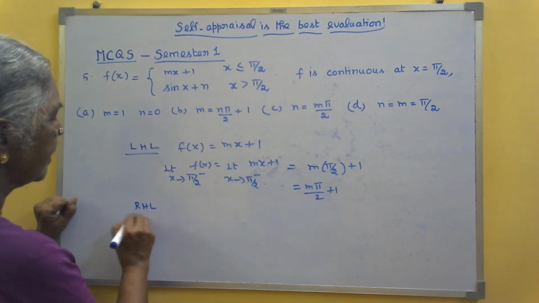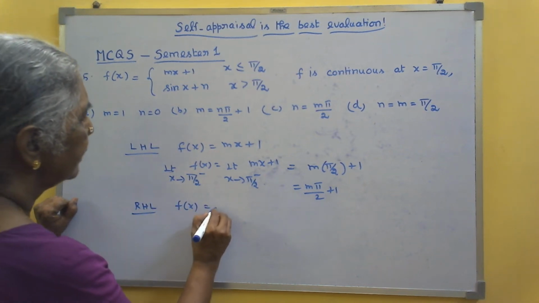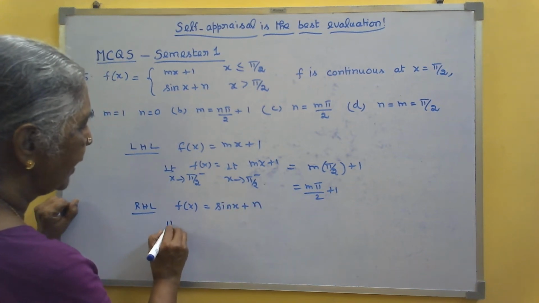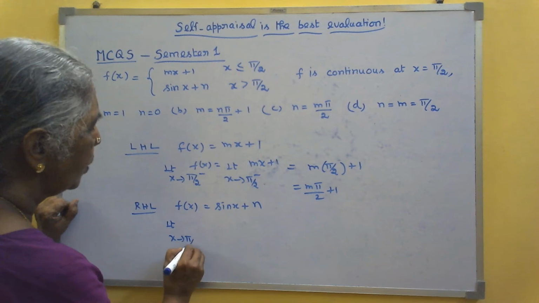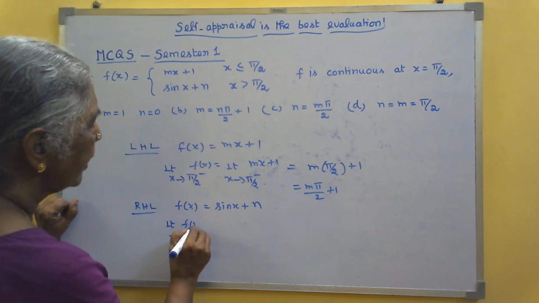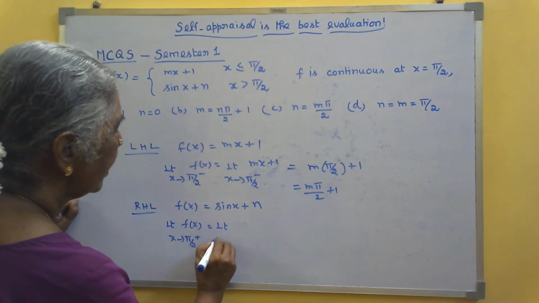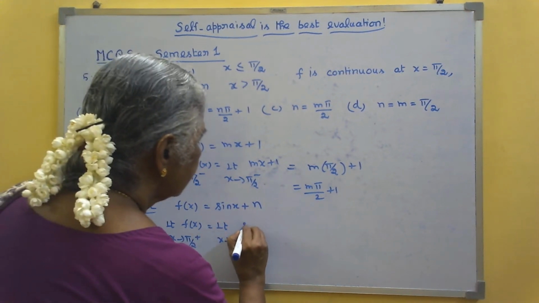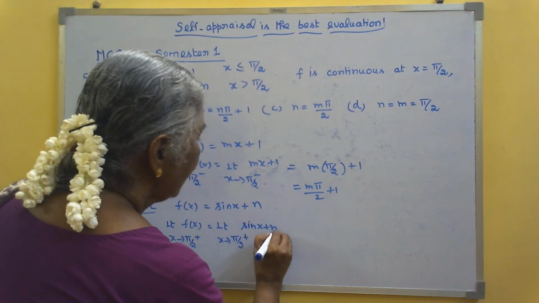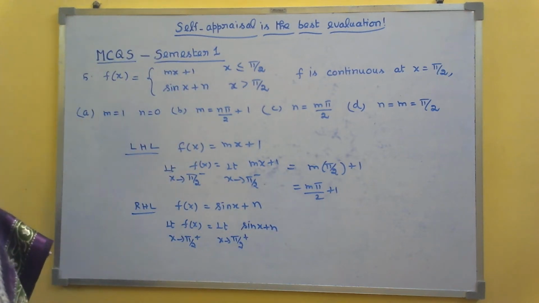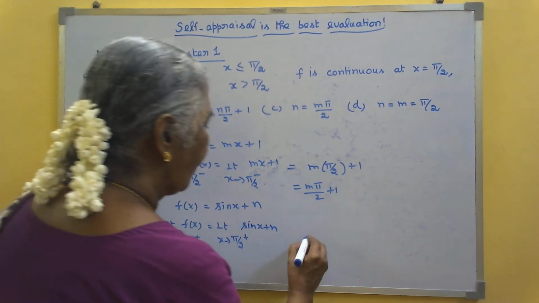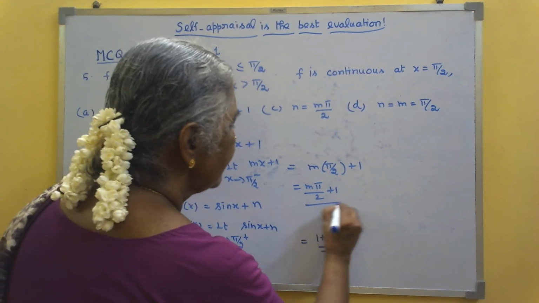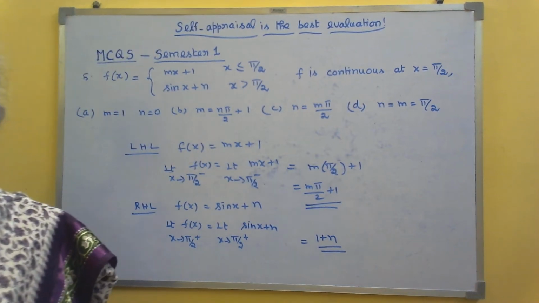For RHL, the f of x is sin x plus n. Now let us take limits. Limit x tending to pi by 2 plus f of x is equal to limit x tending to pi by 2 plus sin x plus n. Okay. So now you put pi by 2. You will get sin pi by 2, that is equal to 1. So 1 plus n. So this is the RHL and this is the LHL.